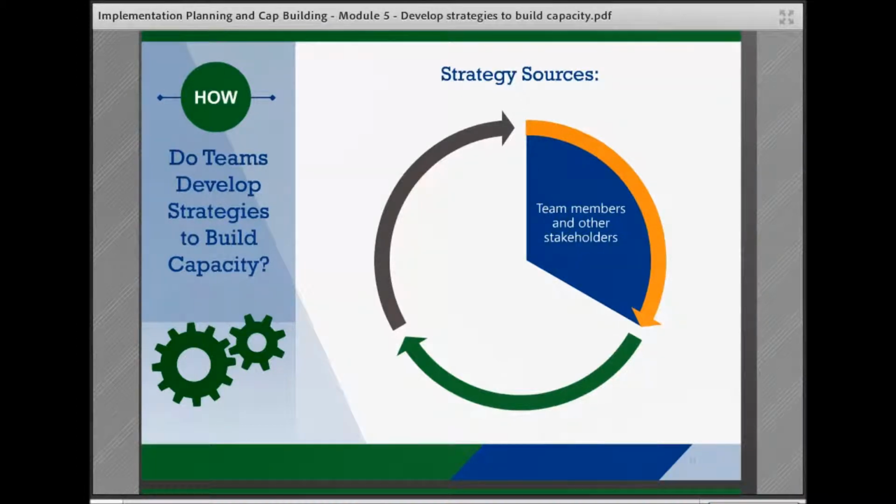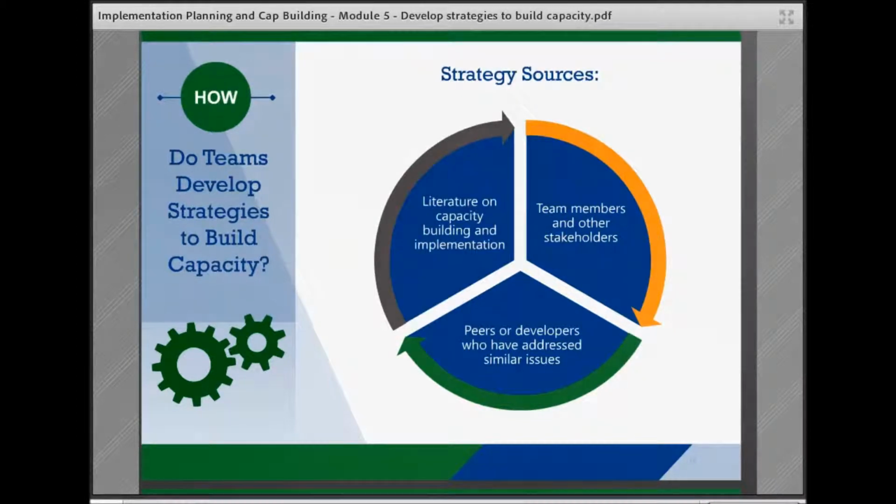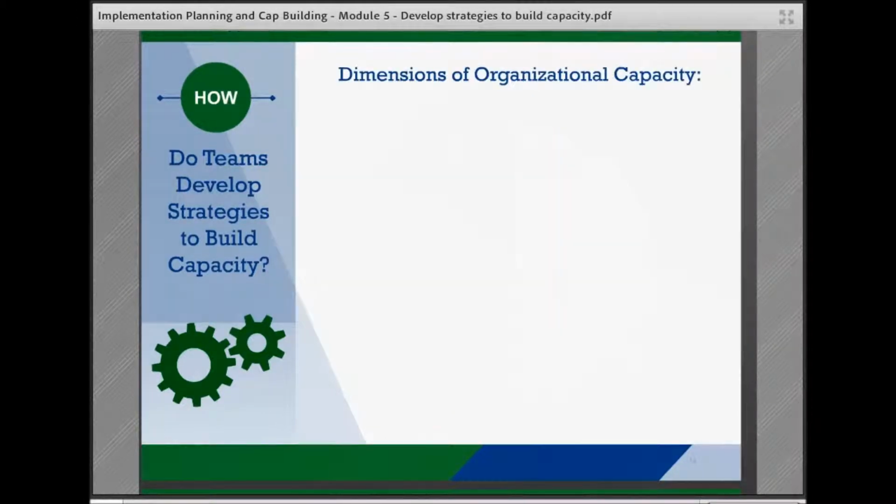Teams may identify strategies through a variety of additional sources, including team members and other stakeholders, peers who have addressed similar issues, or intervention developers who may have experience with different settings, and the literature on capacity building and implementation. Decisions and plans for building capacity will be influenced by existing capacity, as well as external factors, for example, the available timeframes, and where and how teams plan to introduce the intervention, maybe through pilot testing.